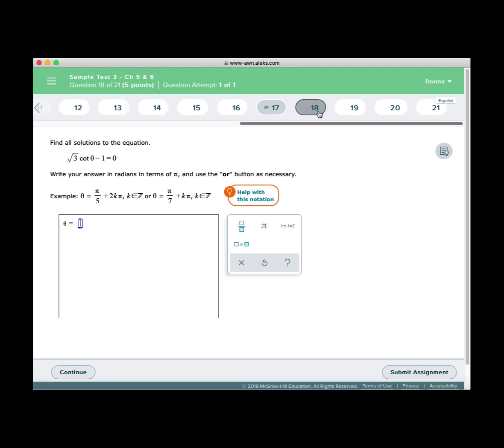I'm going to be doing problem number 18 on sample test 3 on chapters 5 and 6. In this example, we're asked to find all solutions to the equation root 3 cotangent theta minus 1 equal to 0.